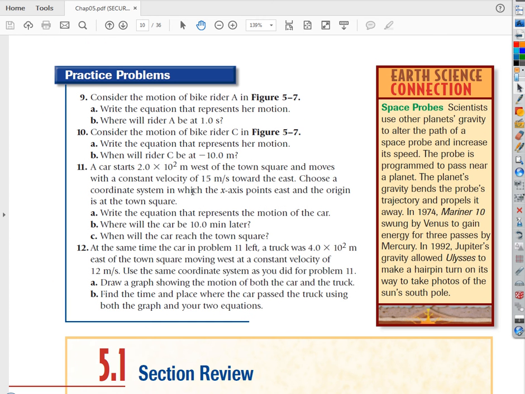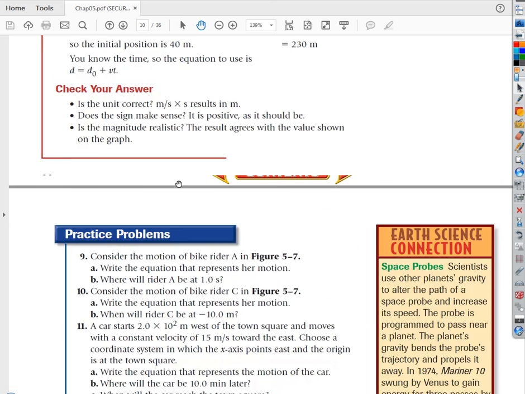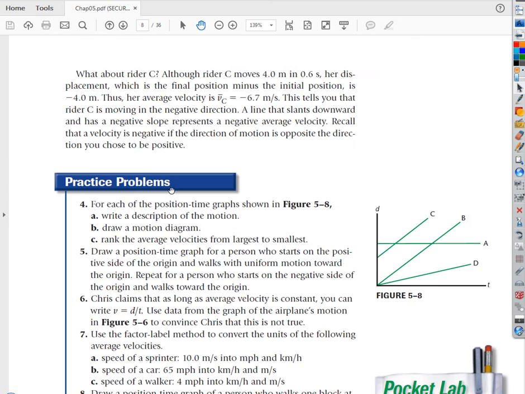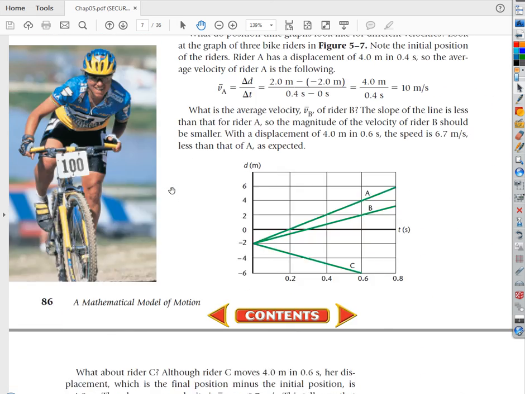Okay, consider the motion of bike rider C in figure 5.7. Okay, same issue now. We've already done this once, so this is gonna make it a little easier. For C, what's gonna be the equation of motion for that bike rider C? We wanna know position as a function of time. Well, so the slope's, what's that gonna be?